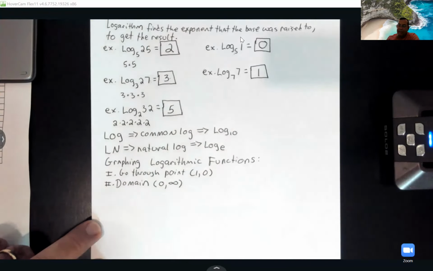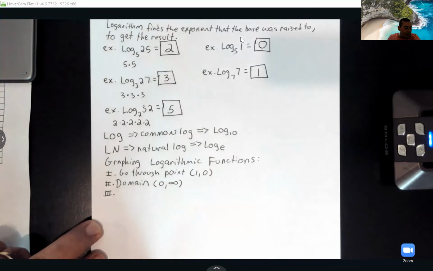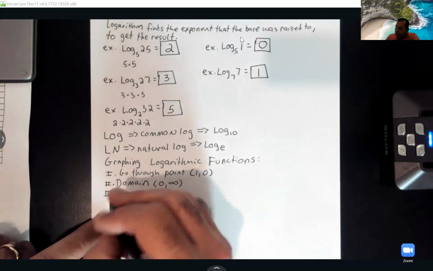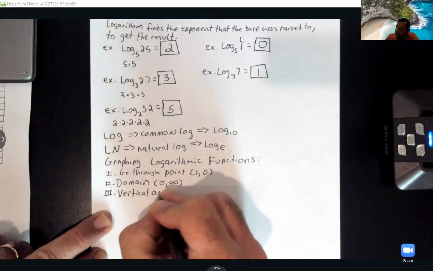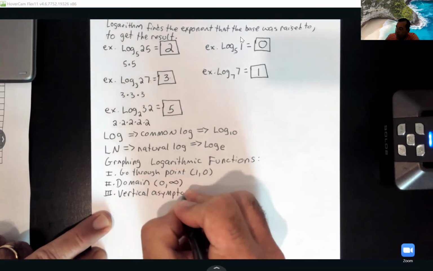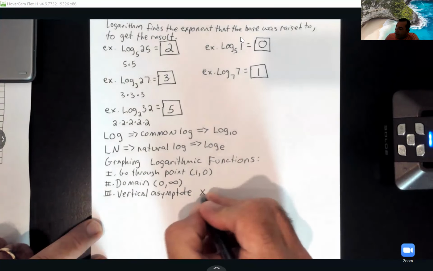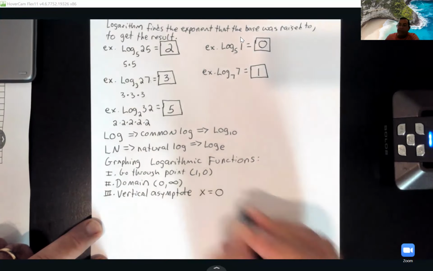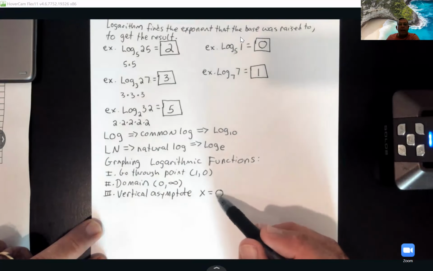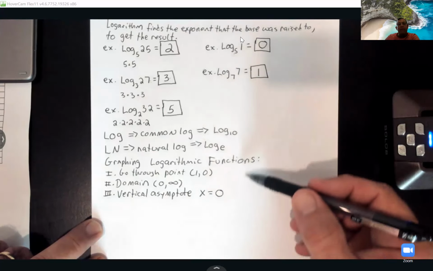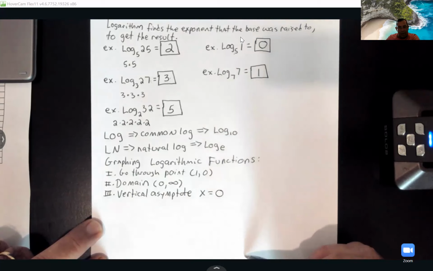That's because there's nothing I can do to a number using the exponent that can change the sign of those numbers, okay? And then the third property is they have a vertical asymptote at x equals 0. So the y-axis is basically where x is 0. That means they're not going to cross over the y-axis. They're just going to make an asymptote by it, okay?